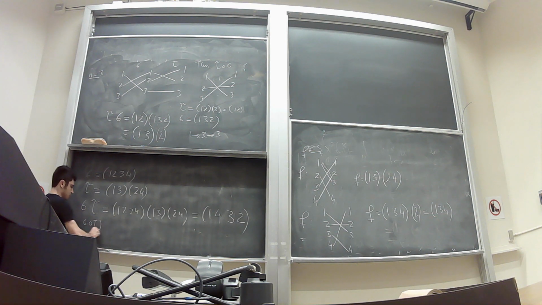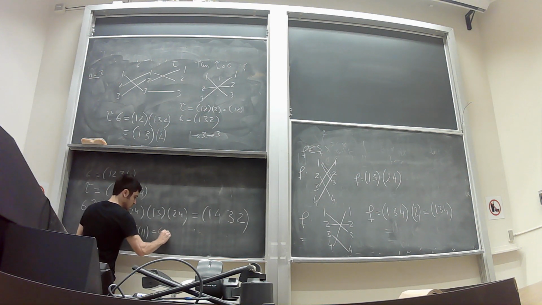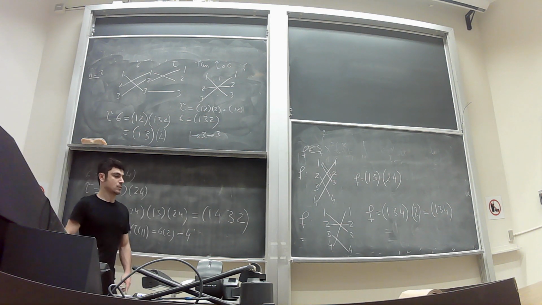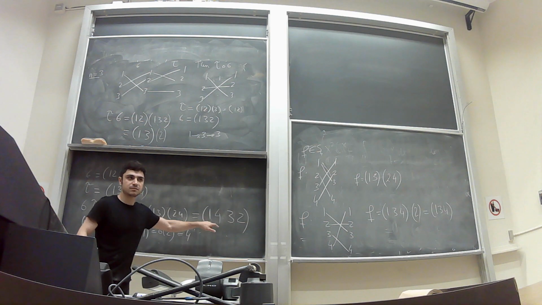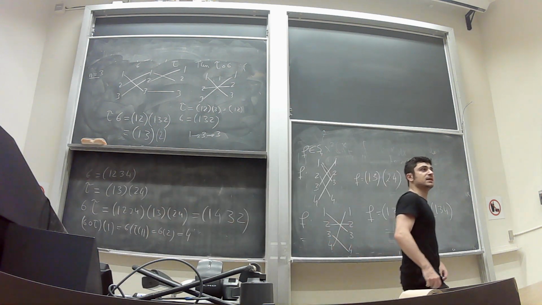What is sigma tau of 1? It's sigma of tau of 1. Tau of 1 is 2. It's sigma of 2. What is sigma of 2? It's 4. Right? You're just writing sigma tau in a nicer way. Okay? Is it clear? Yes, sir.